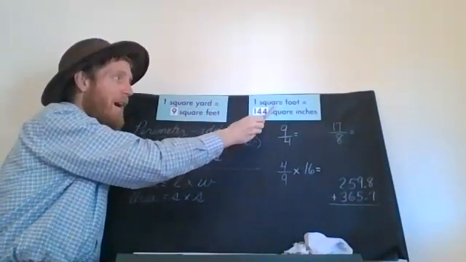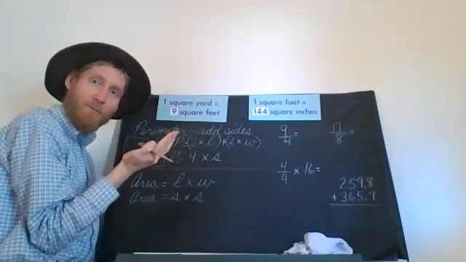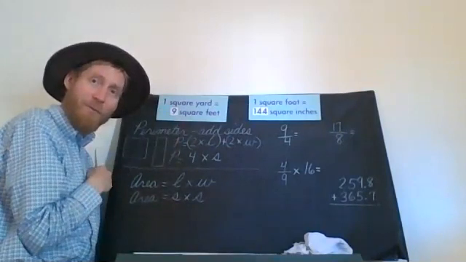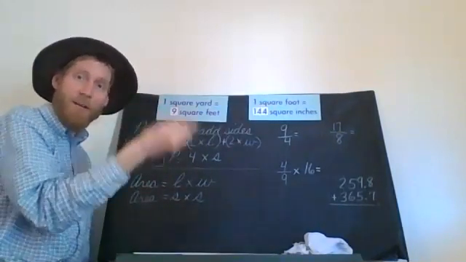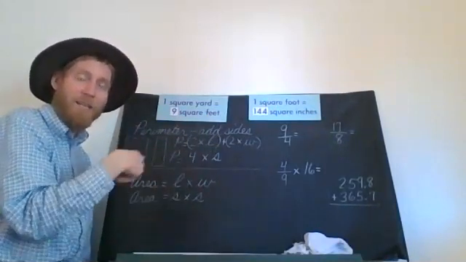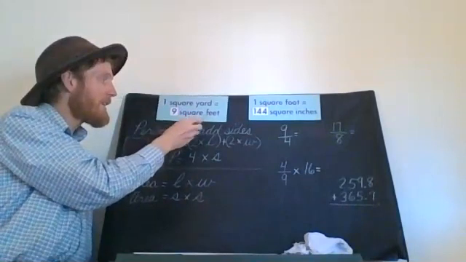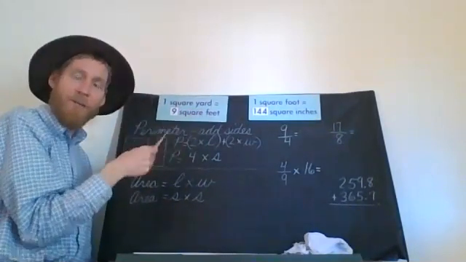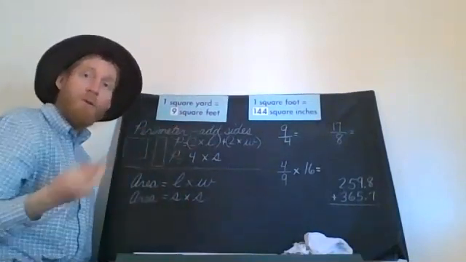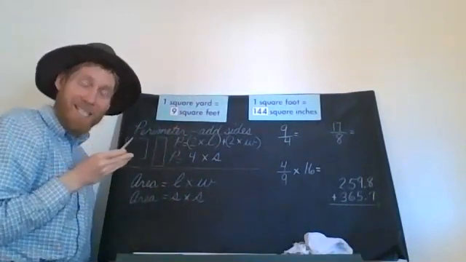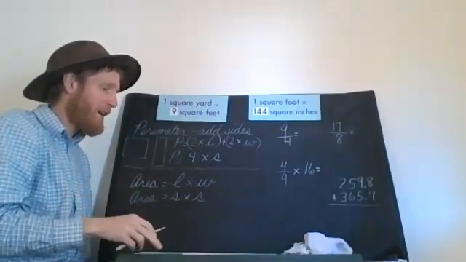Just think of it this way: I know how many inches are in a foot, 12. 12 times 12 is 144. So when it says square, you do the square of it. You're squaring it, multiplying it times itself. How many feet in a yard? 3. What's 3 times 3? 9. When you square something, you multiply that number times itself to get the square of it.